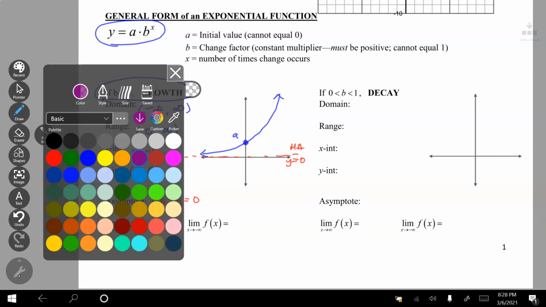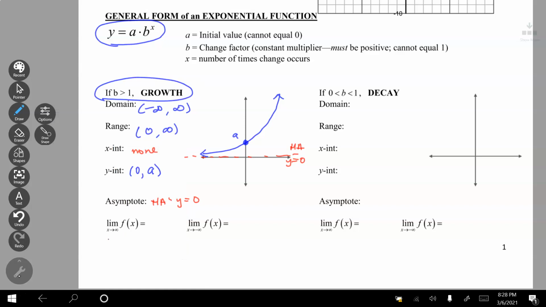And the limits: x goes to infinity is the right side, and that side goes up to infinity, and x goes to negative infinity is the left side, and that levels off to 0. That's what we're looking at.